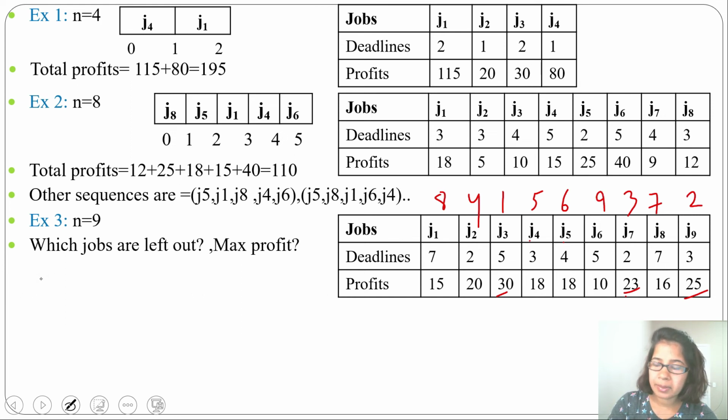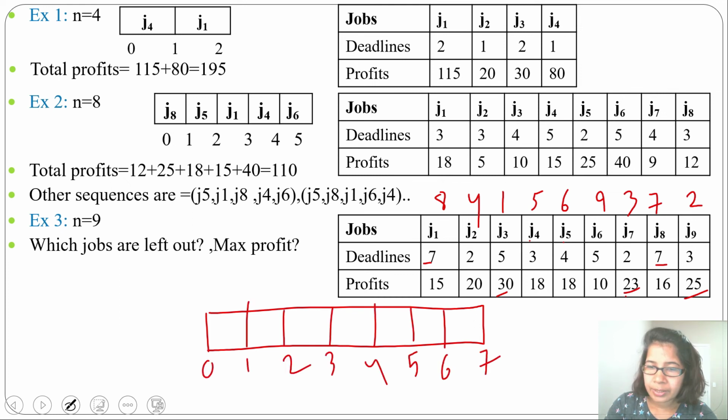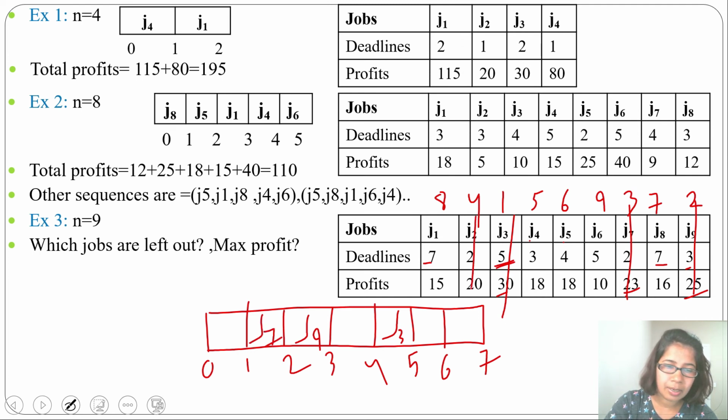Job 1, 8 and job 6, I'll write 9. And what is the maximum deadline? Maximum deadline is 7. So I'll create a Gantt chart having maximum deadline 7. So highest profit I'm getting is for job 3, profit 30, deadline is 5. So I'll write job 3 here. Next job 9, deadline is 3. I'll write job 9. Next job 7, deadline is 2. I'll write job 7. Next job 2, deadline is 2. I'll write job 2 here. Job 2 and job 7 we can switch. Both deadlines are 2.